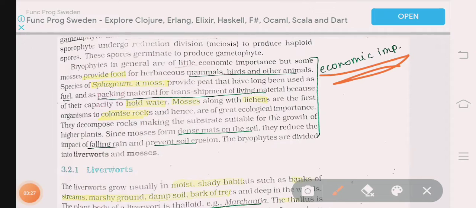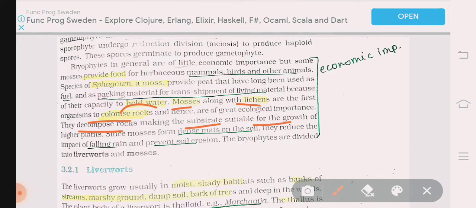Then let's see the economic importance. Bryophytes provide food for mammals, birds and other animals. A species of moss, Sphagnum, provides peat, which is used as fuel and as packing material for transshipment of living material. They have the ability to hold water, and mosses and lichens can colonize rocks. They can decompose rocks, which makes substrate helpful for the growth of higher plants. They also prevent soil erosion.